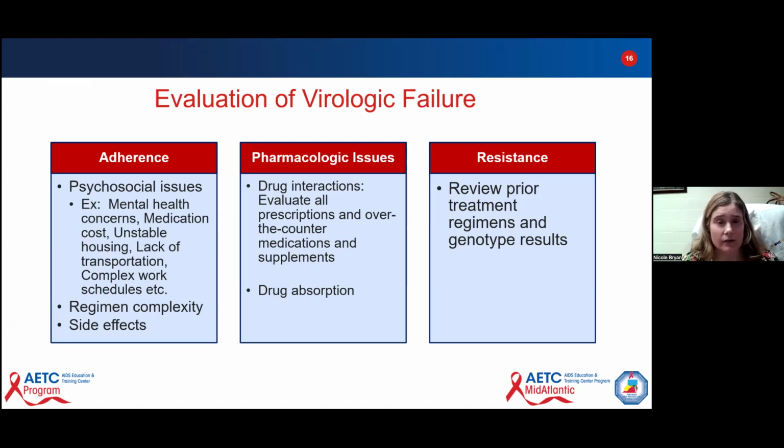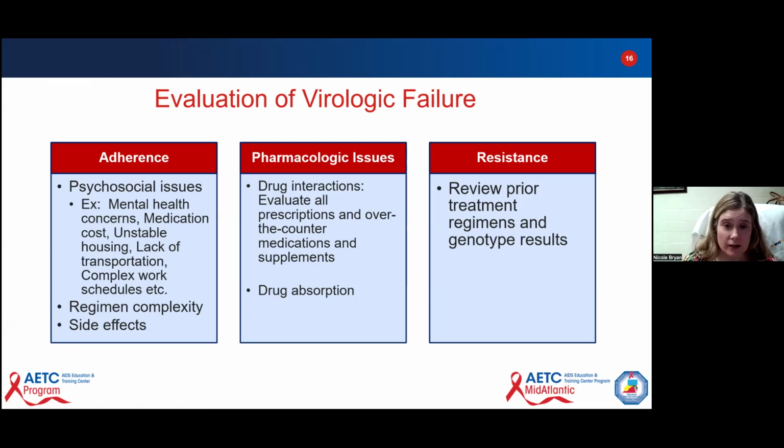And then are they having side effects? Are they feeling sick to their stomach when they take it? Does it make them feel really tired? And so whenever there's something they have to do that they don't want to do, they won't do it. Most of the time, with our current medications the side effect profile is pretty forgiving. But people are different and people tolerate medications differently.